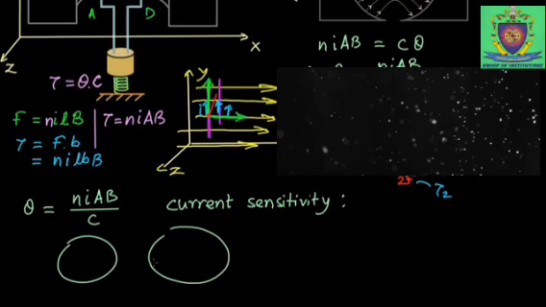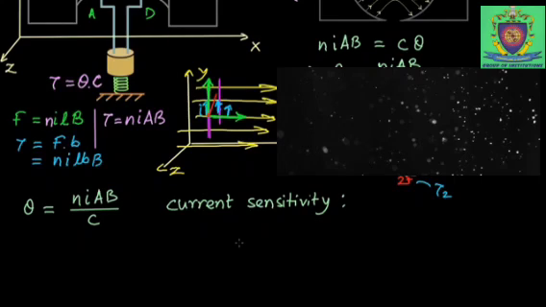What is this current sensitivity? Let me take an example. I will write the galvanometer here. I'll take two galvanometers, each with a deflection needle. I am passing the same current to both of the galvanometers. Here it shows the deflection like this, and here it shows the deflection like this.